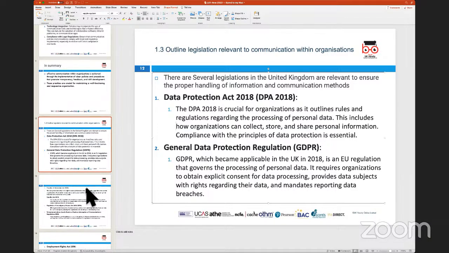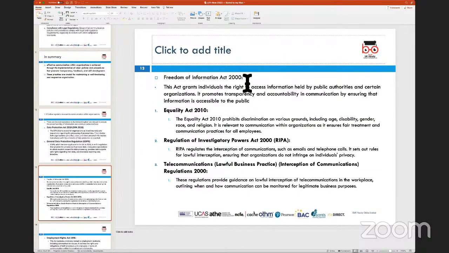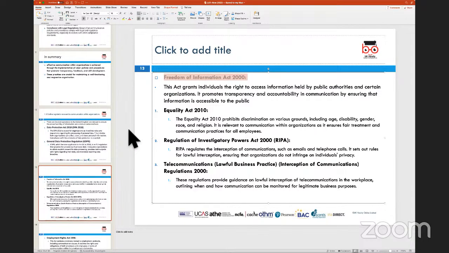And when organizations form their communication policies or policies related to storing data, they need to have a data communication policy in which they adhere to the Data Protection Act and the GDPR Act of 2018. Now, there are various other legislations which are important in making sure that relevant communication procedures and protocols are followed. One such act is called the Freedom of Information Act.